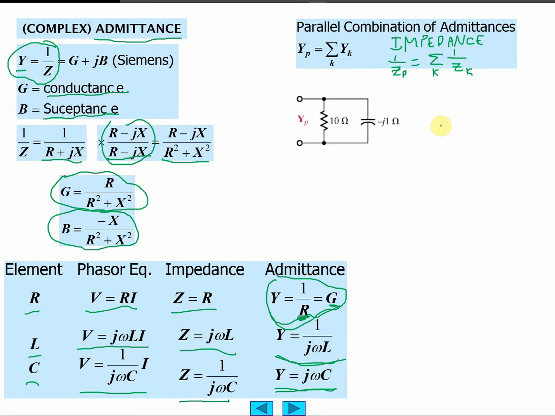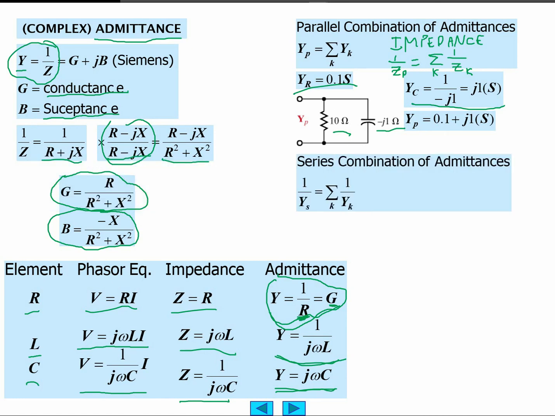So we have this. This is the impedance of the capacitor. It is not the capacitance. 10 ohms is the resistance. So in this case, we simply add the two together. Admittance of the resistor, admittance of the capacitor, add them together. We get it.